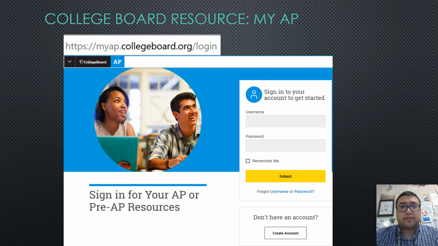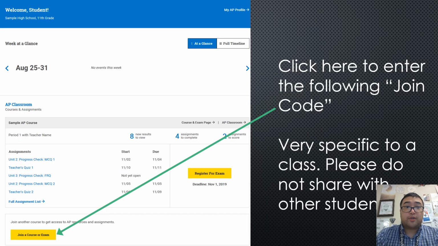In order to get into our AP Classroom, specifically my class or Miss Bossy's class, you have to sign in and enter the join code. If you don't have a username or password, you must create an account first. Once you sign into AP Classroom, this is the page you will see if you have something there. If not, there should be a yellow button that says Join a Course or Exam. Click on that, and you have to use the code that's very specific to your class.